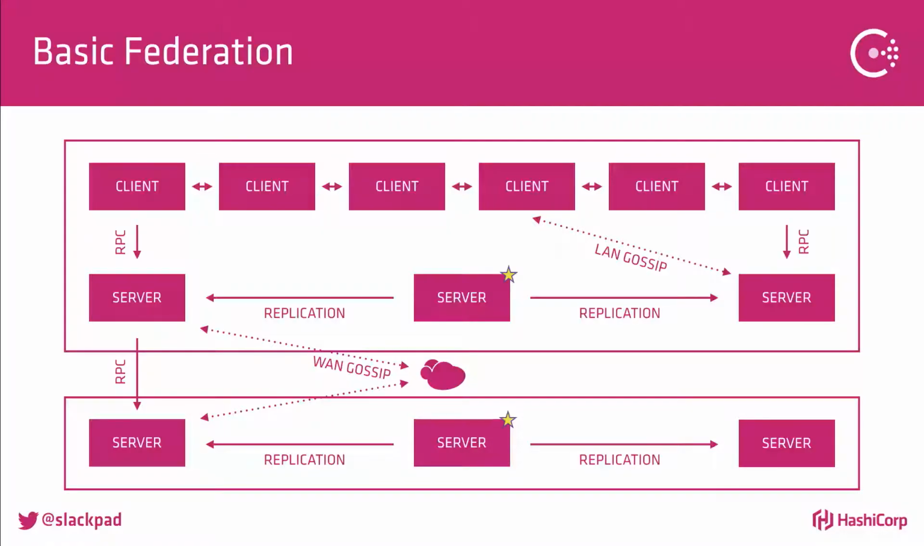So if you make a query in data center 1 for something in data center 2, your client is going to talk to one of its servers in its local data center because that's all it knows about. The server there on the left is going to forward it on to a server in the other data center. That one might have to send it to the leader depending on what it is. That's all sort of hidden away. And then that answer comes back.